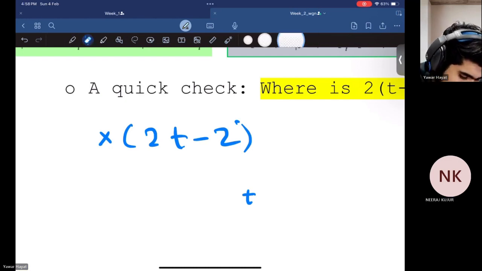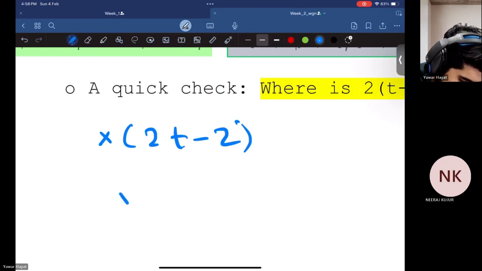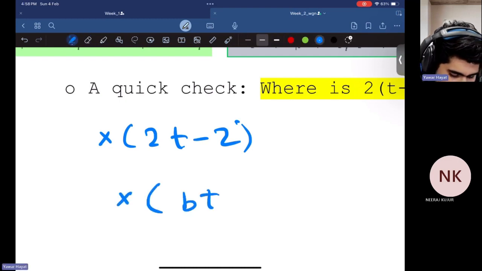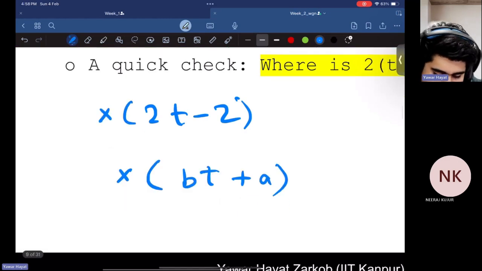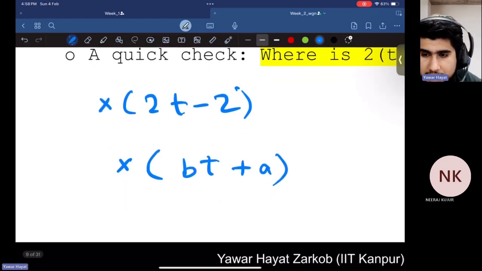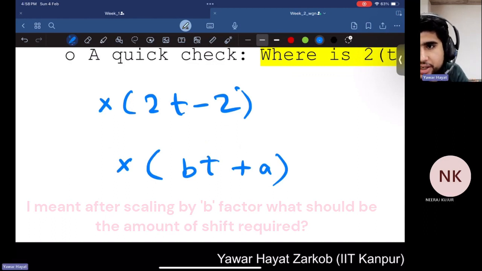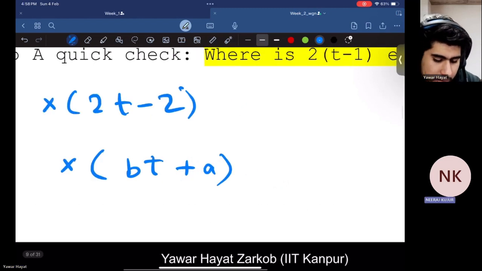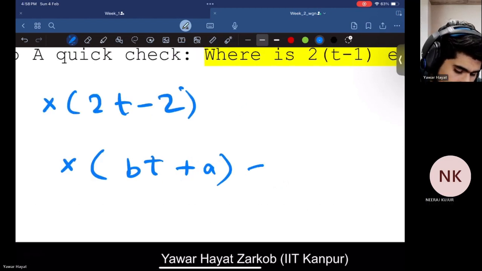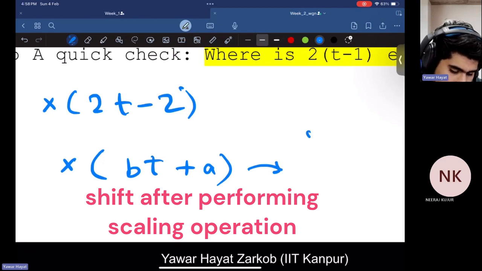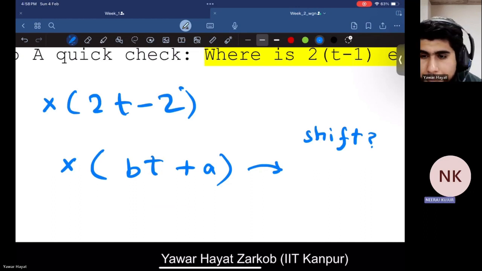Suppose I give you x of bt plus a. What is the shift in time for this general signal? I'm taking a general case. Are you able to follow? Yes, sir. What is the shift? Sir, it seems like the shift is a. Okay, but it is not in t. It is scaled first by b, then.